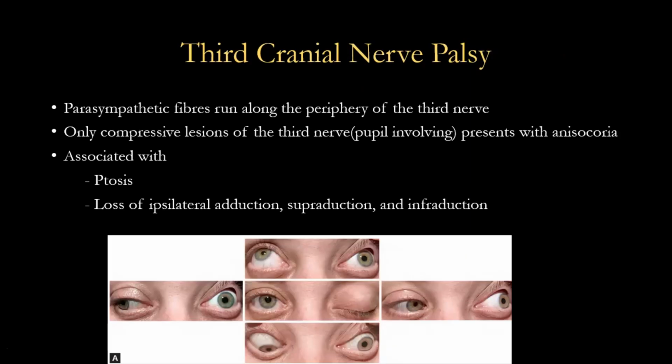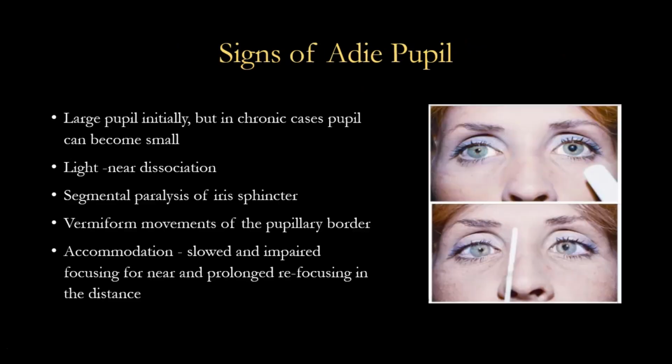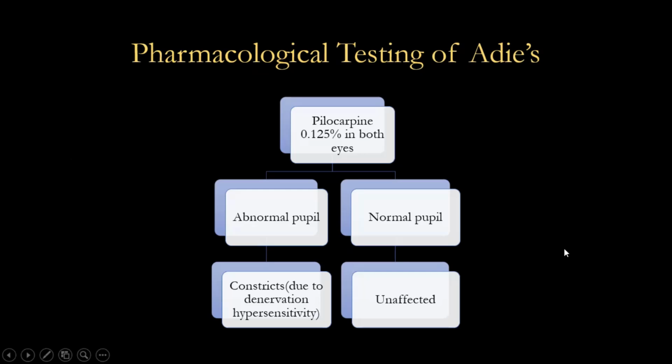So we'll just see some pictures. This is a case of Adie's pupil. You can see here there's light-near dissociation. It's not reacting to light, whereas with a near target, we can see constriction of the left pupil. As I discussed before, for Adie's we have to do diluted pilocarpine testing. If the abnormal pupil constricts, it means that Adie's pupil is present.